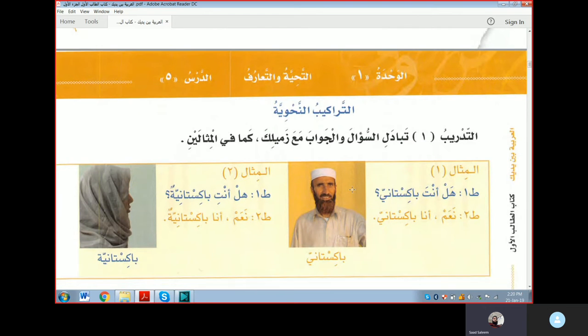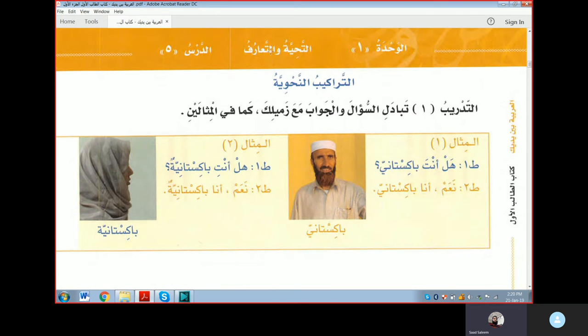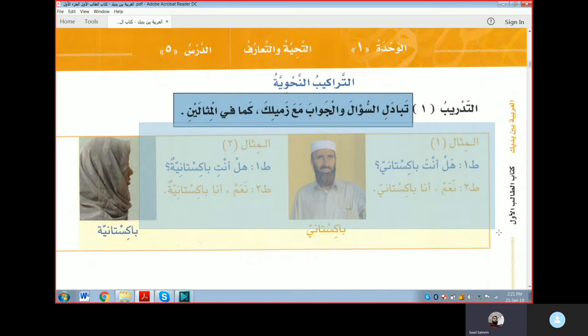Okay. The fifth lesson, grammatical structures. Then the first exercise. What is the meaning of this? Exercise, first exercise. Exchange the questions and answers with your colleague, as in the two examples. Ma means with, zamil means colleague, ka means your, so zamilika is your colleague. Kama fil misalain, as in the two examples. So he's asking you to exchange questions and answers similar to these two examples.